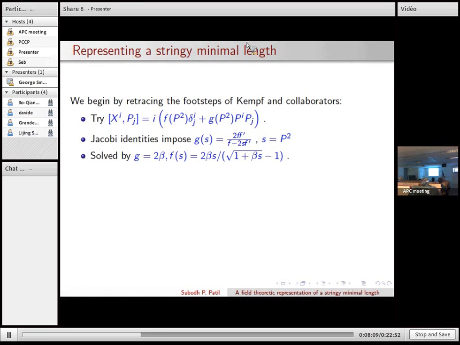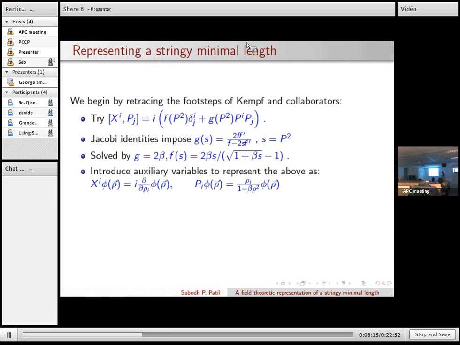You can basically solve that ODE in the following sense. And one could write down a representation of this algebra by introducing auxiliary variables in the following manner. If we represent the position operating on fields as d by d rho, one can reproduce the generalized uncertainty principle by representing momenta in the following way. Note that rho is the generator of translations, but p is no longer the generator of translations. So in order for this representation to be well defined, this rho variable is bounded from above.